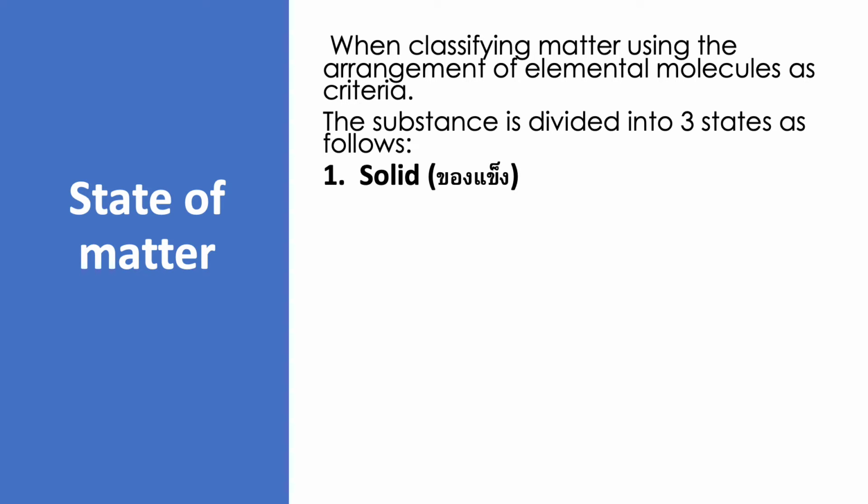Number 1, solid. Can you read it? Good. Number 2, liquid. Can you read it? Good. Next, number 3, gas. Good. Now these are the 3 states of matter. Again, number 1, solid. Number 2, liquid. Number 3, gas.